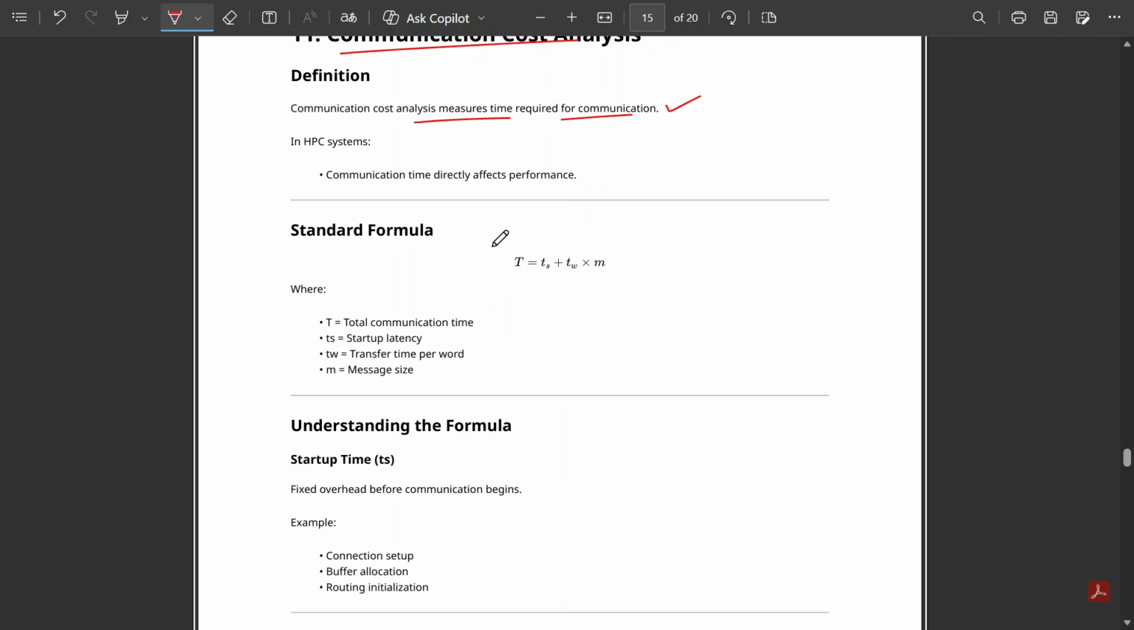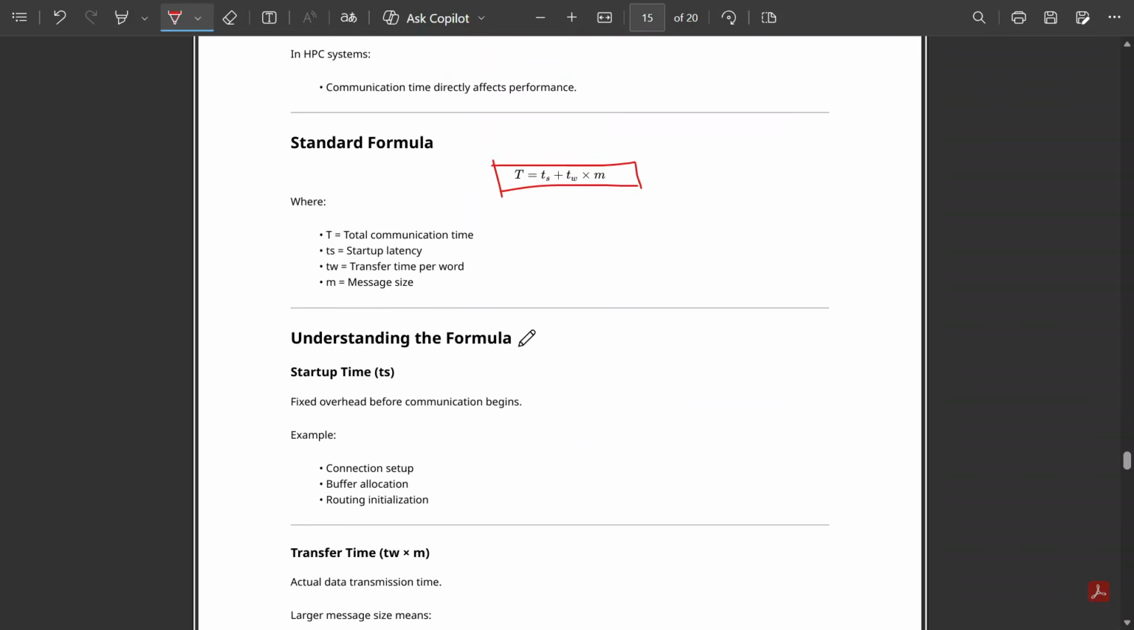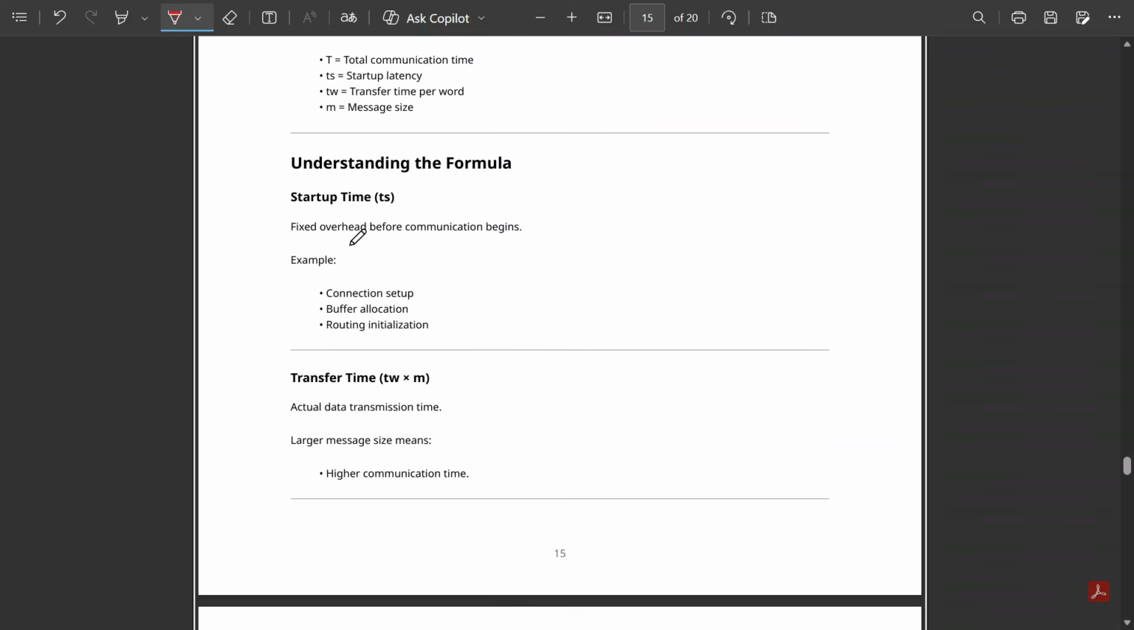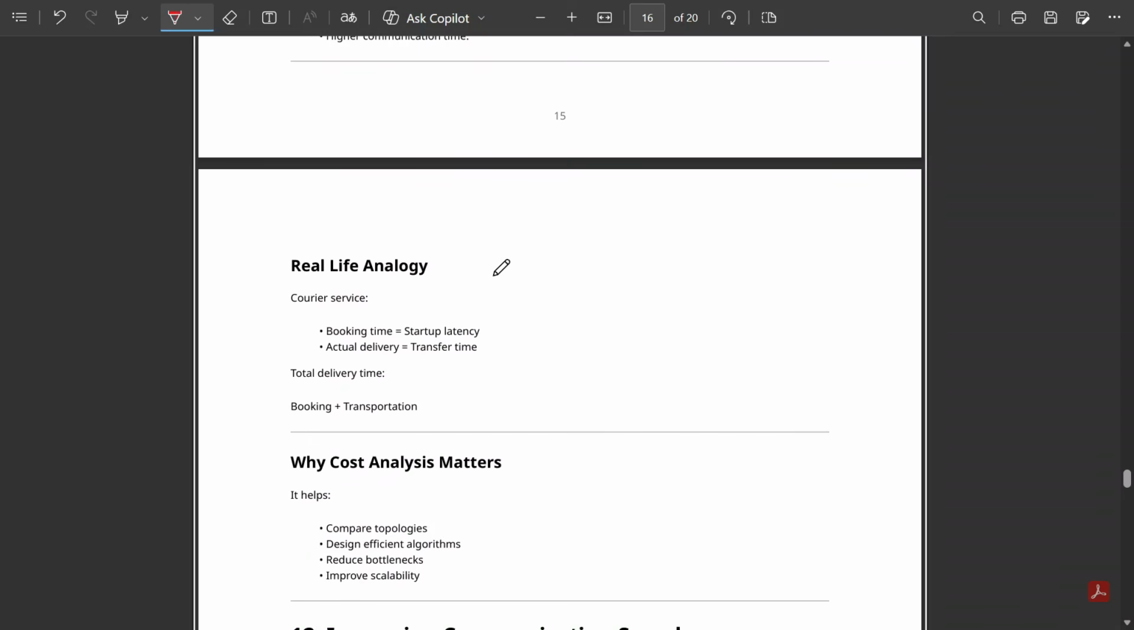To calculate this, we use a standard formula: total time is equal to startup latency plus transfer time per word multiplied by message size. Let us understand the formula. Startup time is basically the fixed overhead before communication begins. I'll give you an example.